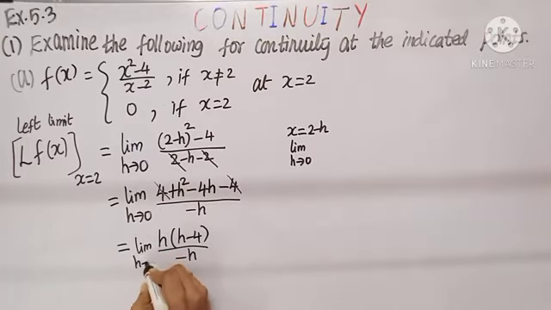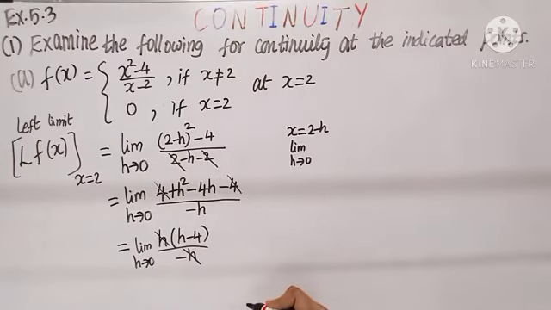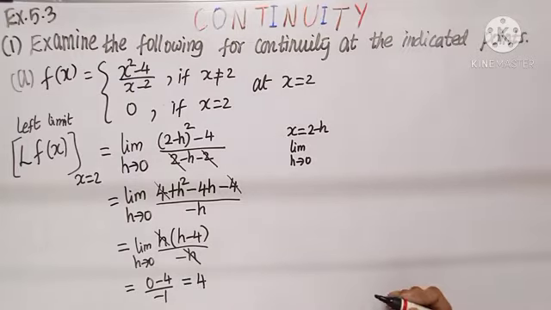Put limit h tends to 0. h and h get cancelled. The minus is in the denominator. h tends to 0: 0 minus 4 by minus 1, so my answer is plus 4.